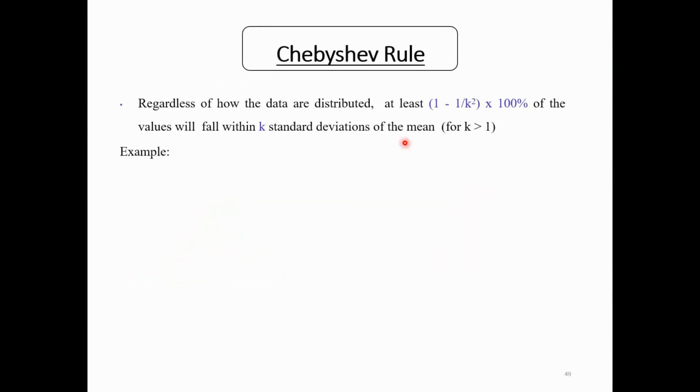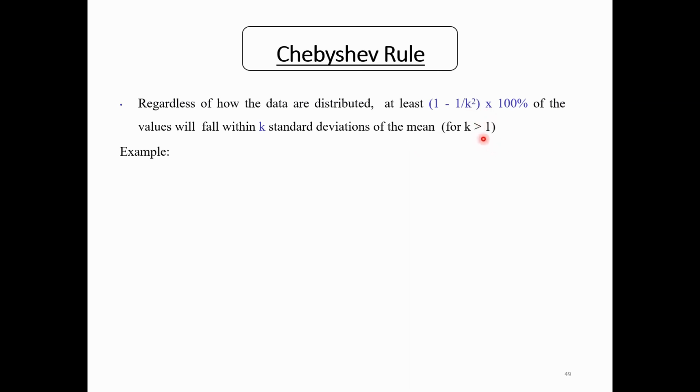And then you have something called the Chebyshev rule. Now the empirical rule only applies to data sets which have a symmetric distribution or a bell-shaped curve. The Chebyshev rule is actually a more generalized rule than the empirical rule, because it does not take into consideration the distribution, regardless of how the data are distributed. So how do you calculate it? It's 1 minus 1 over k squared, times 100%, of the values will fall within k standard deviations of the mean.